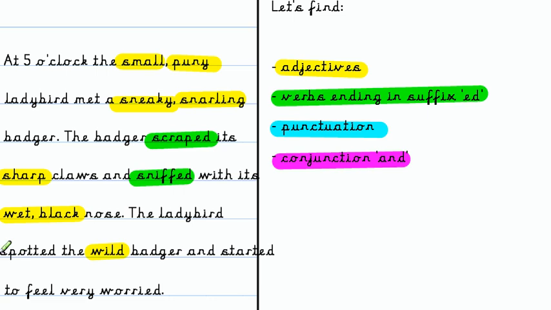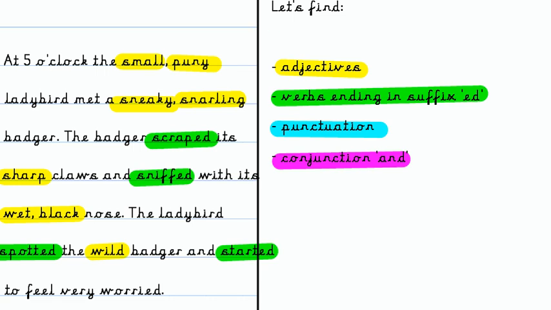The ladybird spotted the wild badger and started to feel very worried. Fantastic, everybody. Well done. So can you just double check that all of these got that ed ending? Fantastic. Suffix ed at the end.